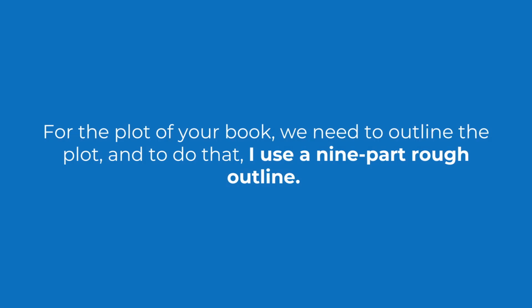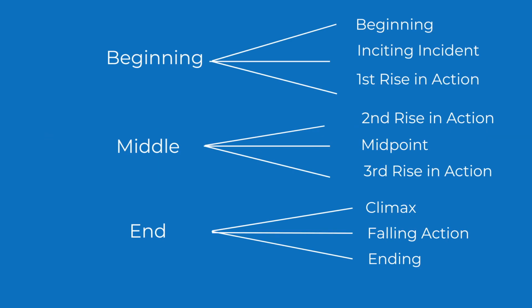For the plot of your book, we need to outline the plot, and to do that, I use a 9-part rough outline. So, at your book's beginning, middle, and end, each has 3 major parts that make up the entire story. These parts are the beginning, inciting incident, the first and second rise in action, the midpoint, the third rise in action, the climax, the falling action, and the ending. They all go in the order they are in to tell a story.